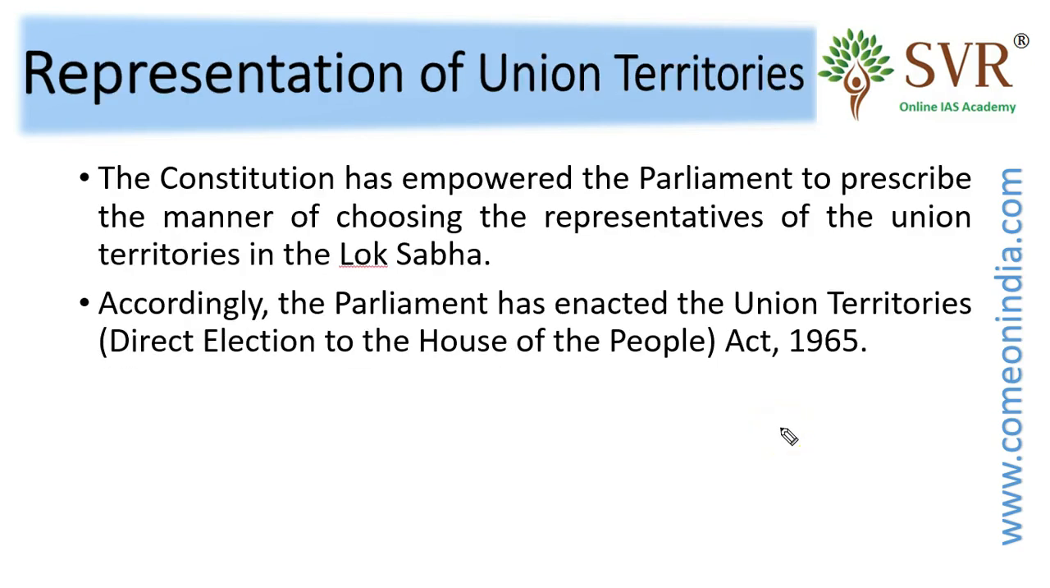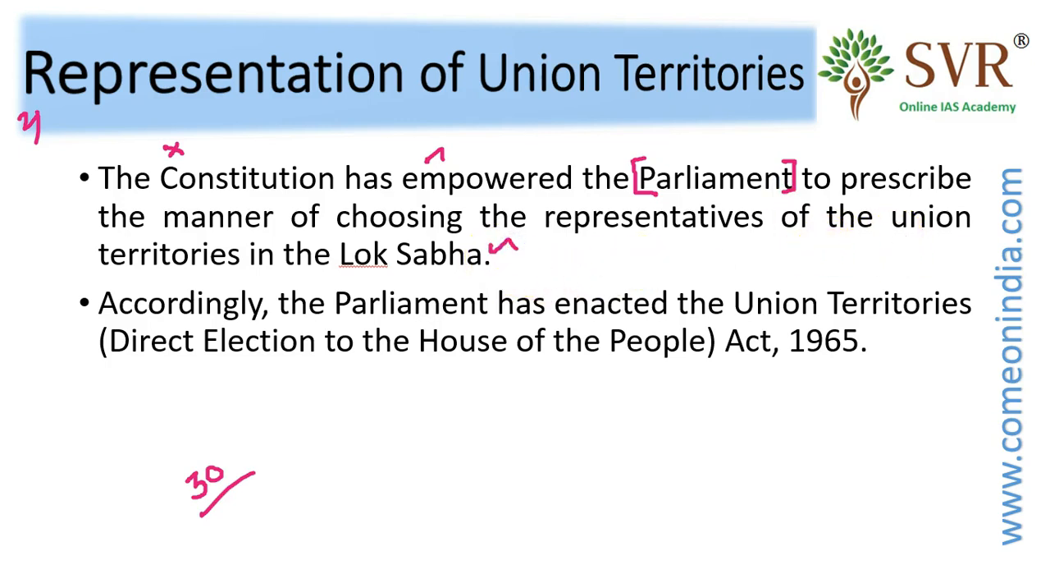So far we have seen how the election process is carried out to fill the Lok Sabha seats in the states. Now we will learn how the seats are allocated to the union territories. The Lok Sabha has provided 30 seats to the union territories. The Constitution hasn't provided any direct methodology for selection of representatives of union territories to the Lok Sabha. But the Constitution has empowered the Parliament to prescribe the manner in which the members are to be selected from the union territories to the Lok Sabha.